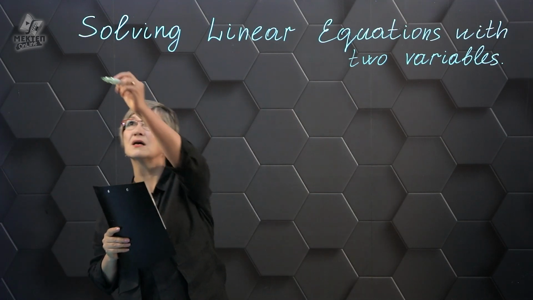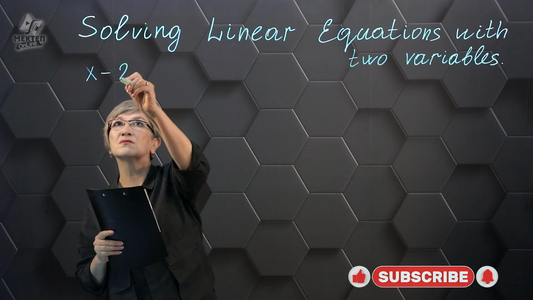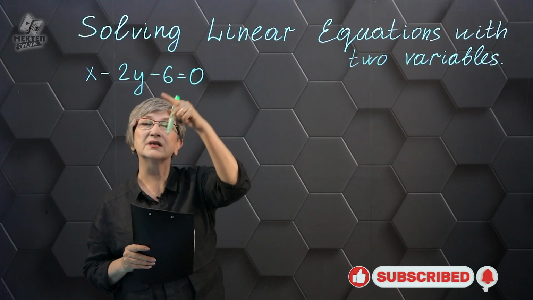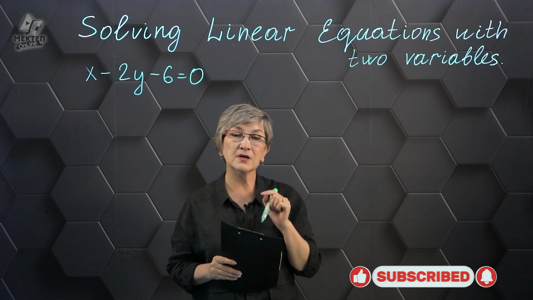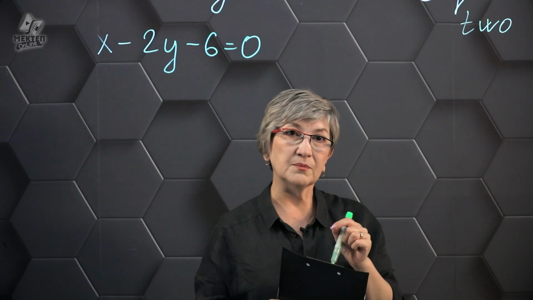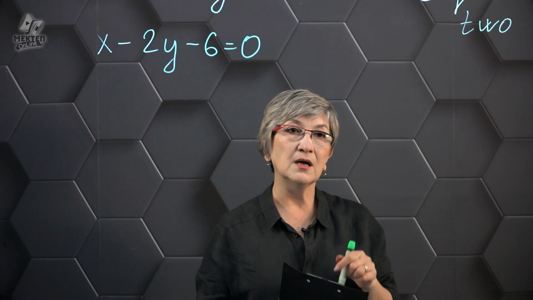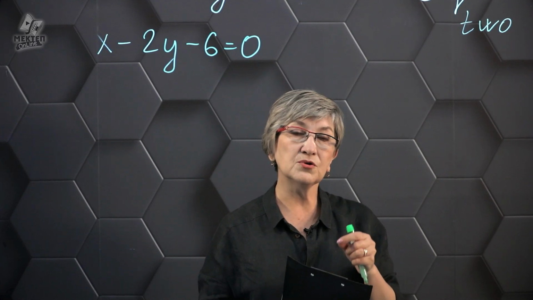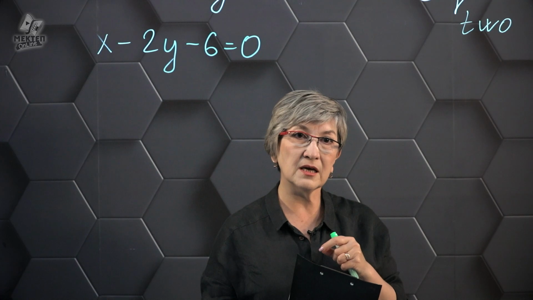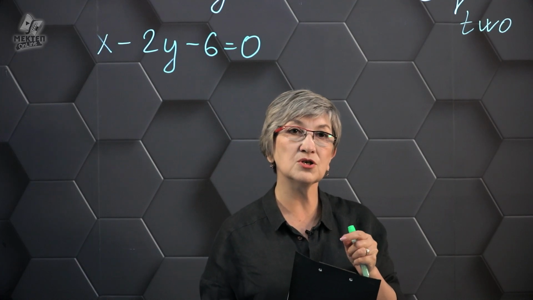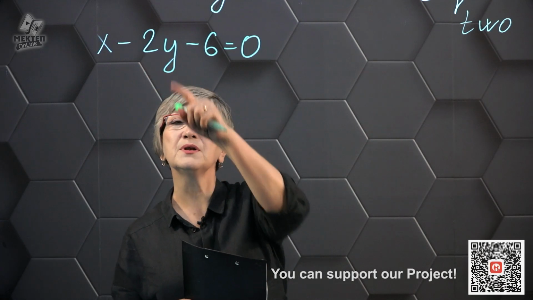The first equation is x minus 2y minus 6 equals 0. In this equation we need to express the variable y. Generally in math it is most common to express the variable y. This is because we will be learning how to graph linear functions. But first, we will learn how to express one variable through another. We express the variable y.